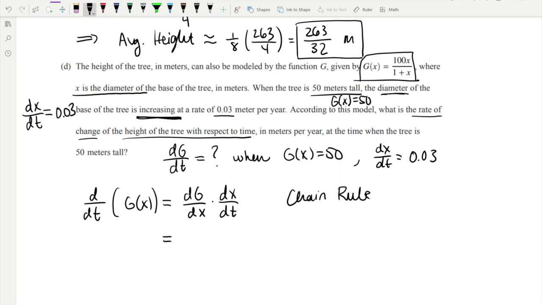Well, dg/dx, I should use quotient rule since it's a fraction, or you could rewrite it and use product rule if you brought the 1 plus x to the numerator. But I'll just use quotient rule. So we've got low d high minus high d low times 1 over the square of what's below. So 1 plus x squared. That's the way I remember the quotient rule. Low d high minus high d low, all over the square of what's below. And we need to multiply that by our dx/dt, which we know is 0.03.